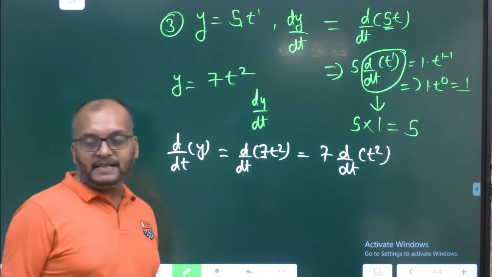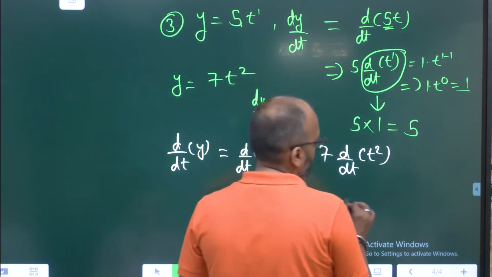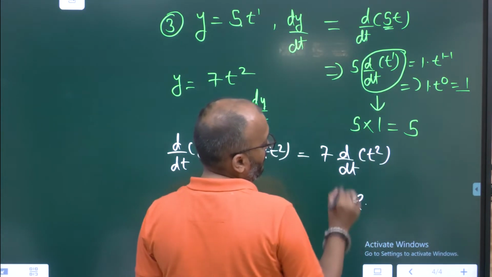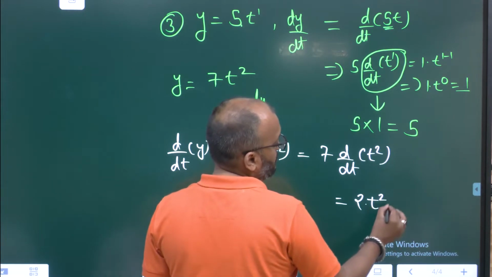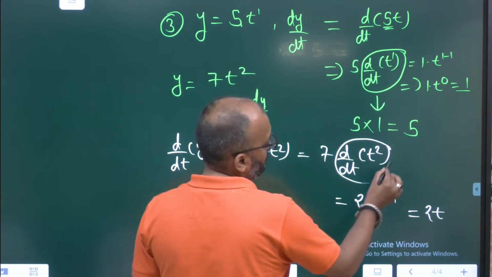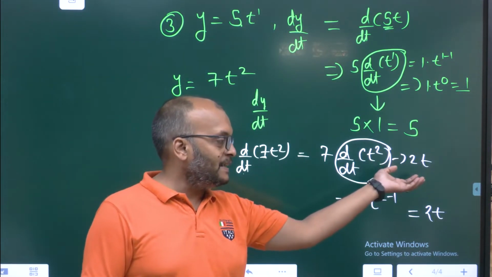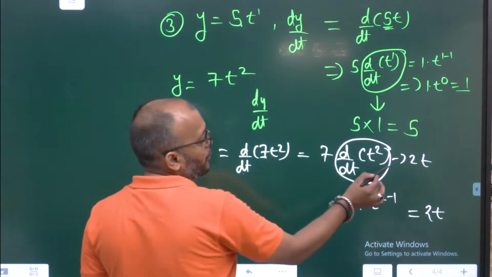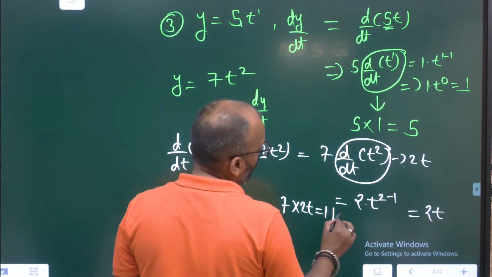Now d by dt of t square. Again, what is this? t to the power n. Can you solve it or not? How to solve it? First write n. What is n? 2. Then write the variable. t is the variable. Then write the power of t. It was 2. Subtract 1 from the power. You will get 2t from here. Once you get into practice, you can solve it directly without even pen and pencil, but for the beginning level, you have to practice. So now you got 2t from here and 7 is getting multiplied to it. So 7 into 2t will be 14t.